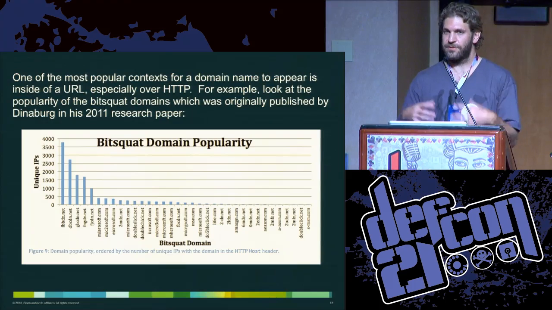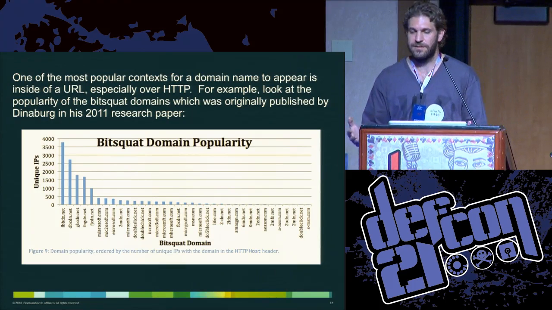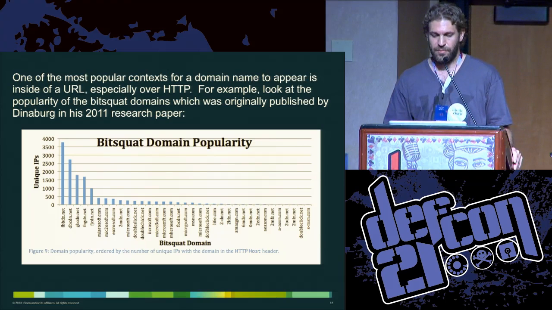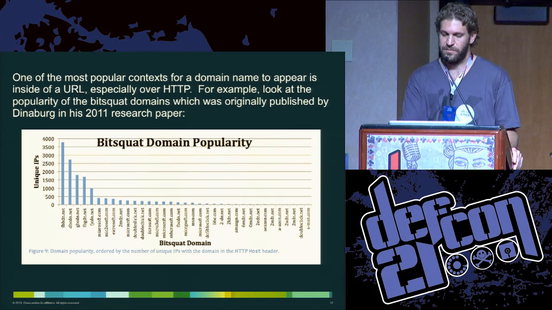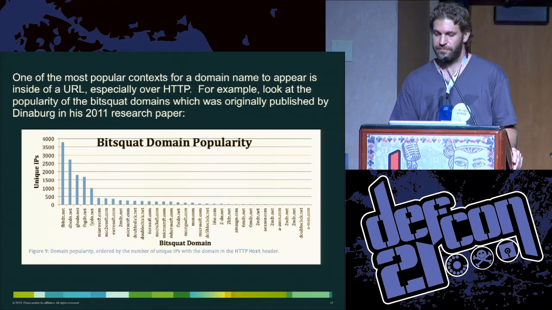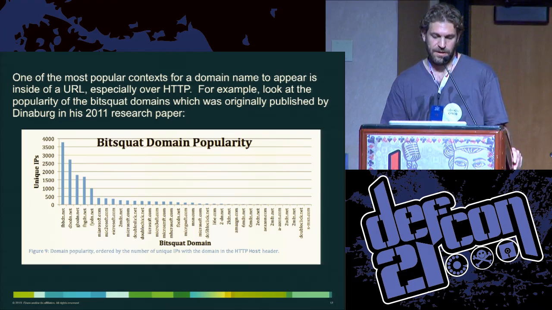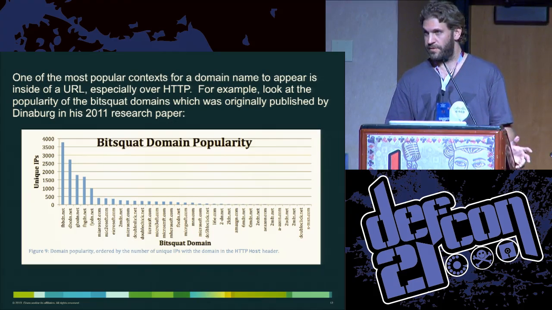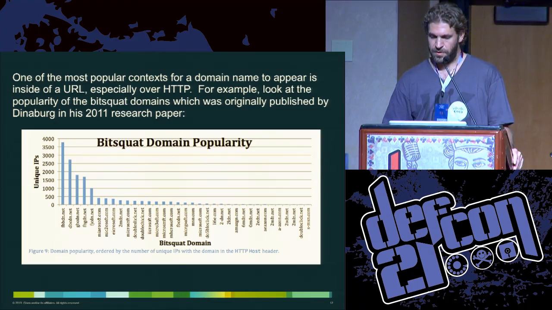So outside of the characters that are within a domain name itself, there's other ways that we found. Part of the inspiration for this idea came from this slide, which was originally published by Artem Dinaburg in his 2011 research. If you look at this graph, you'll see that the most popular Bitsquat domains that he registered all happen to be associated with web applications. And so I started thinking about that a little bit more.